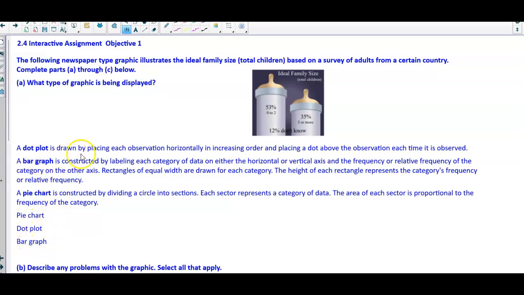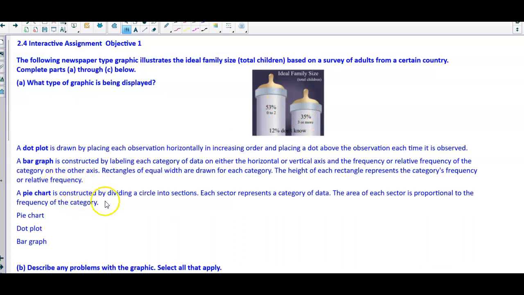Now a dot plot is drawn by placing each observation horizontally in increasing order and placing a dot above the observation each time it is observed. Well, we can see that this is not a dot plot. A bar graph is constructed by labeling each category of data on either the horizontal or vertical axis and the frequency or relative frequency of the category on the other axis. Rectangles of equal width are drawn for each category, and the height of each rectangle represents the category's frequency or relative frequency. So this looks like it's probably a bar graph.